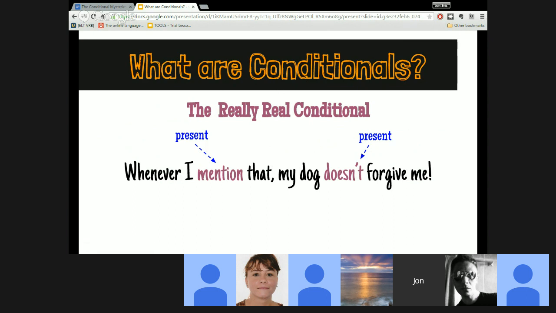Whenever I mention that, my dog doesn't forgive me. That's right. My dog knows that I didn't play his birthday on the lottery. Whenever I mention that, my dog doesn't forgive me. My dog is not a very forgiving dog. And that's it. That's the zero conditional. It's for facts, not really for hypothesizing.